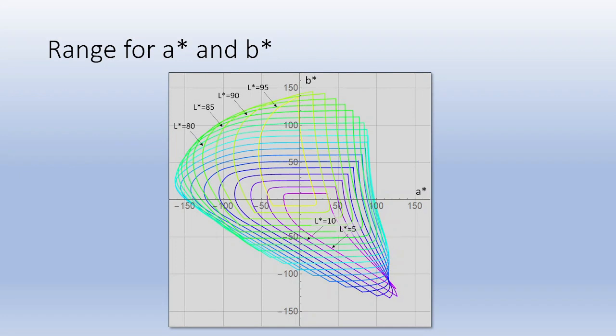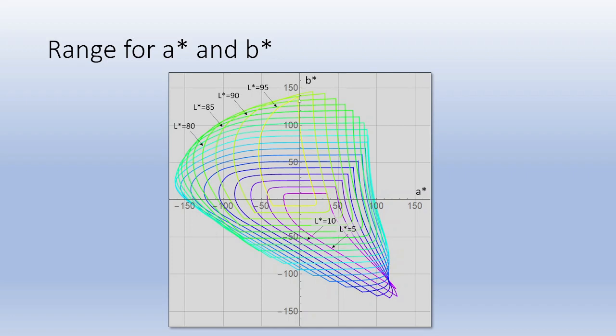This rather complicated plot tells us what the real range for A star and B star is. If we look at L star equals 95, we're looking at the top of the color space. This little shark fin kind of thing, which is yellow, that's the range for A star and B star. We can't get an A star of 150 at such a lightness, or 100.